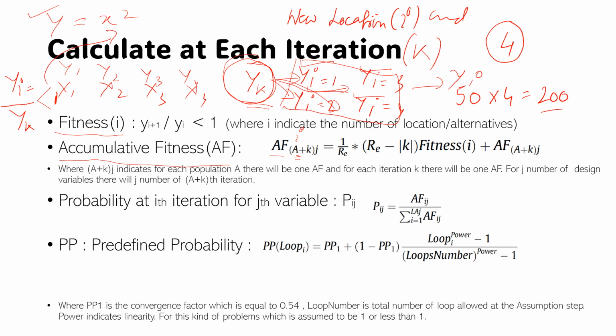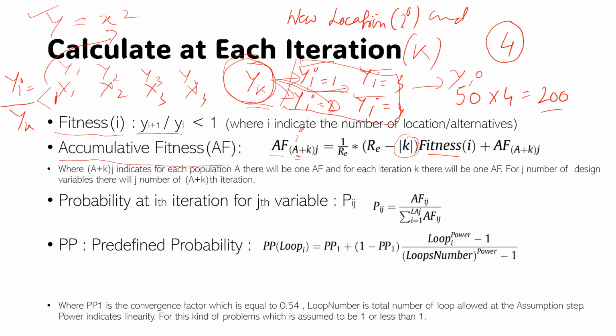And how will you calculate it? You will calculate it by 1 by RE, which is the search radius, multiplied by your radius minus the total number of loops, or, to avoid confusion, K. What is the fitness I? Correct? Plus AF at A plus K, J.